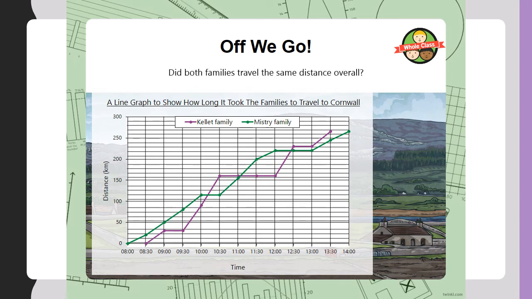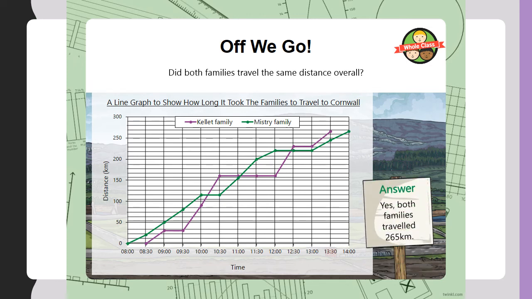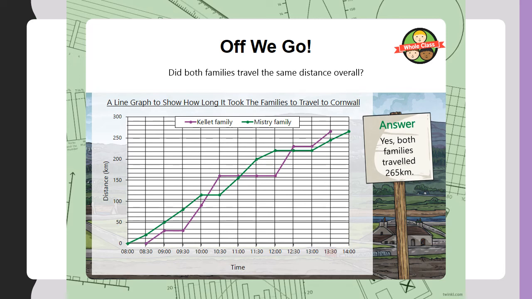Do both families travel the same distance overall? Pause the video here and just think, they both started from the same place, they finished at the same place, but have they travelled the same distance? Yes, both families travelled 265 kilometres. One family did it by car and the other chose to do it by train.